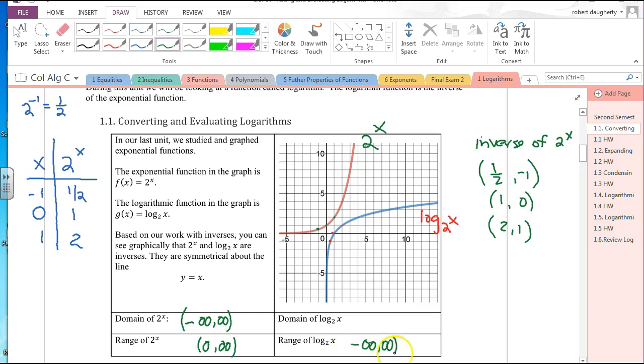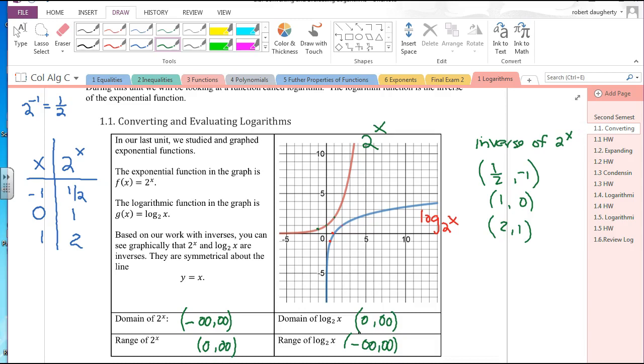What do you think the domain is for the log function? The domain of this blue function you see here is 0 to infinity. So those are just properties of inverses. The logarithm function is just the inverse of the exponential function.